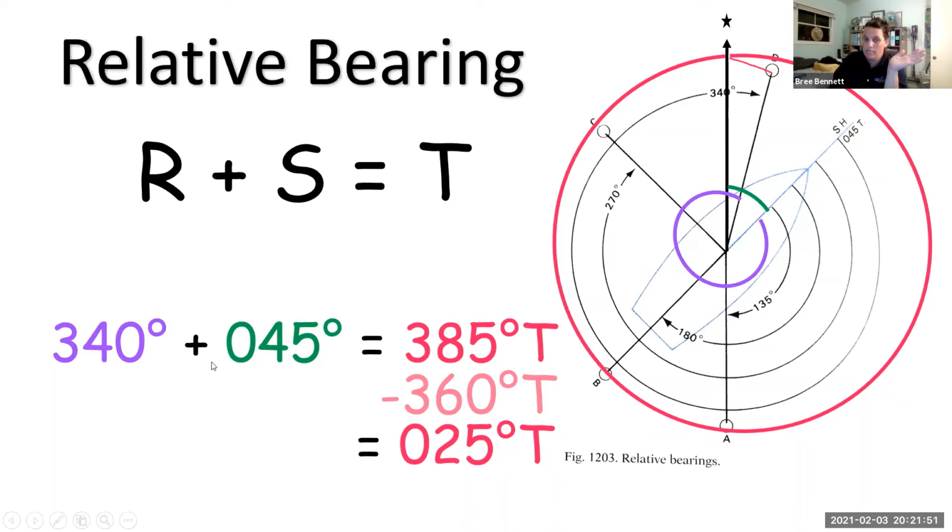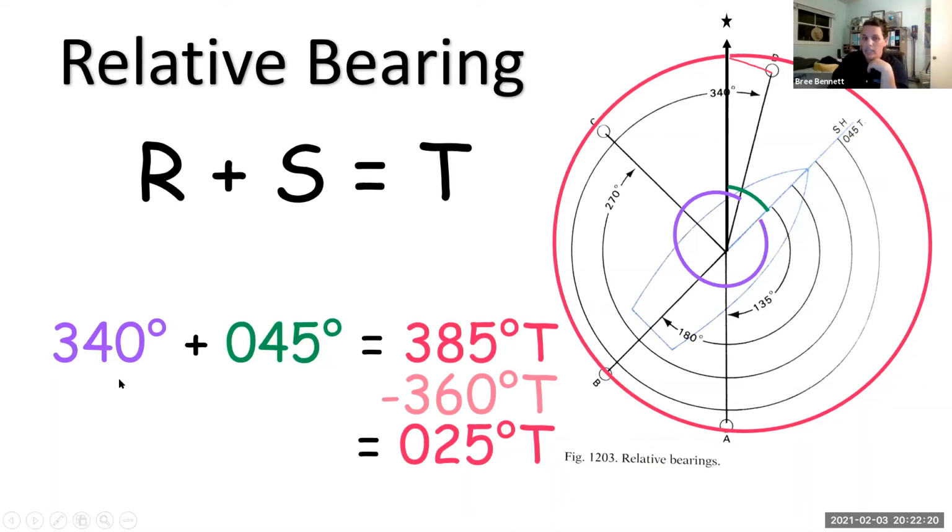And I have a ship's heading of 045. I add those up and I get this large number, but we can't have that as a value. Our values are only 0 to 360. So then you subtract 360 from it and we get a true bearing of 025. So this is playing with my R plus S equals T rule.